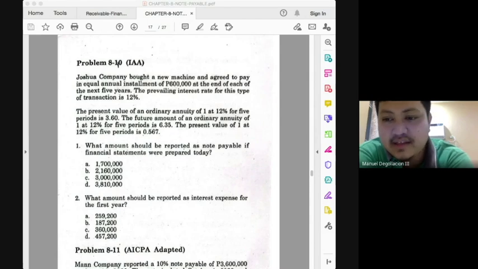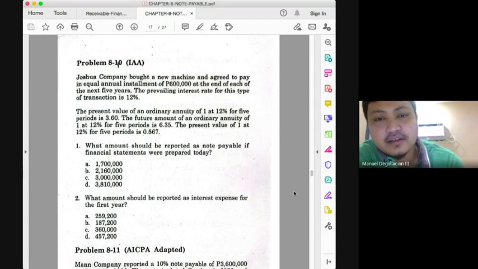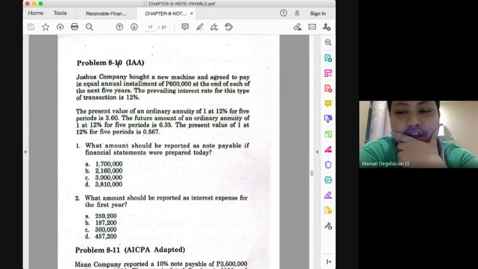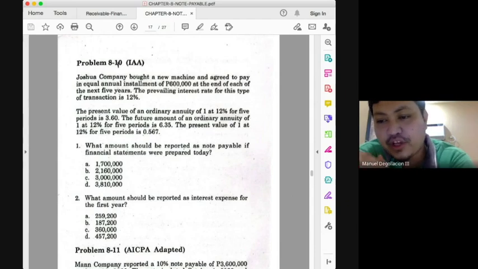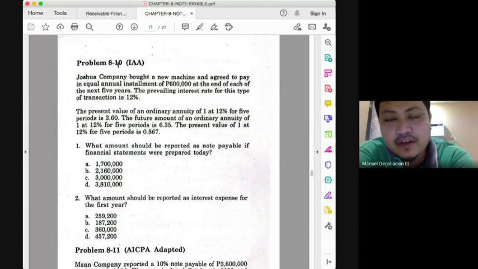That is if you individually get the present values. But there is a faster way, especially if the installments are equal, especially if the installment payments are uniform year in and year out. So instead of doing it for each cash flow, you will be using the annuity factor.